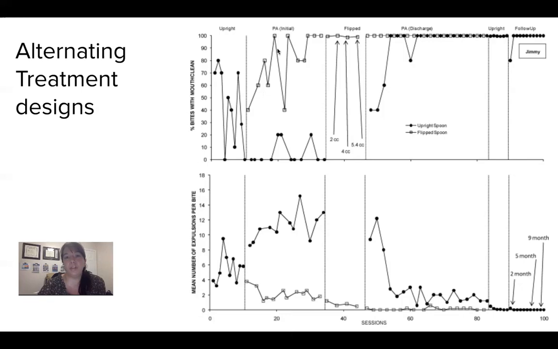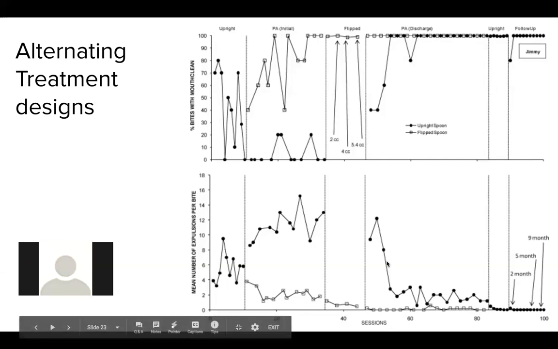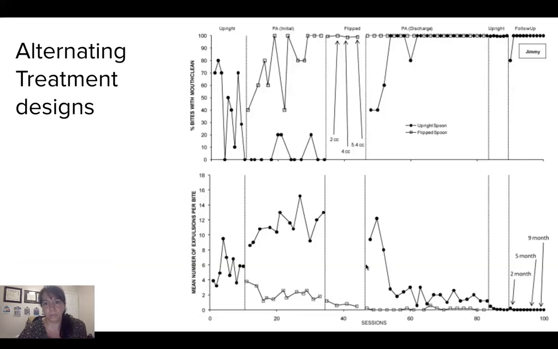But here you see that there are two different interventions, so it's an alternating treatment. The way you can see it's alternating is that when you see both of the lines, one has an open square and the bottom is a closed circle. That's a key that tells you. And here there's also a key that says upright spoon and flip spoon, so that tells you there are two interventions. But it's definitely a combined design.